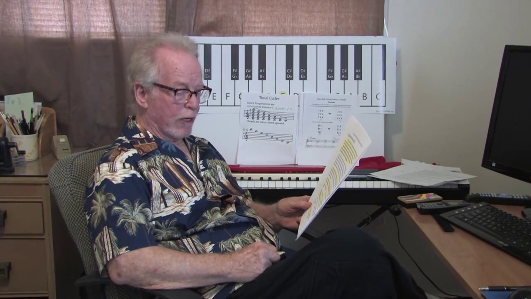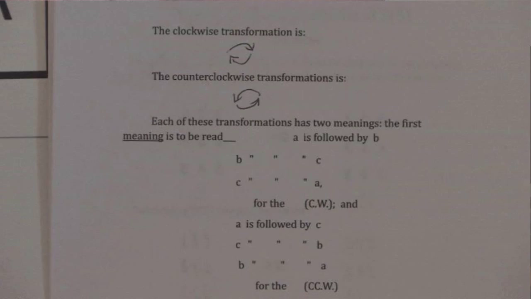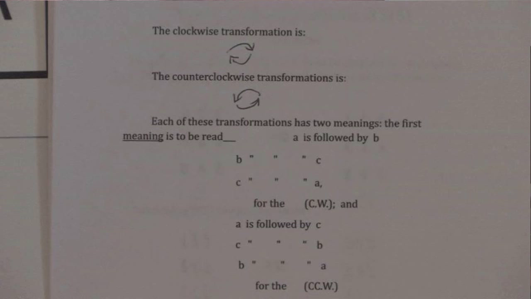Such groups have two fundamental transformations, clockwise and counterclockwise. Each of these transformations has two meanings. The first meaning is to be read: A is followed by B, B is followed by C, C is followed by A. Or if it's counterclockwise, A is followed by C, C is followed by B, and B is followed by A.